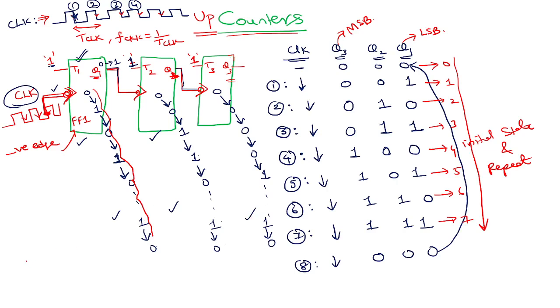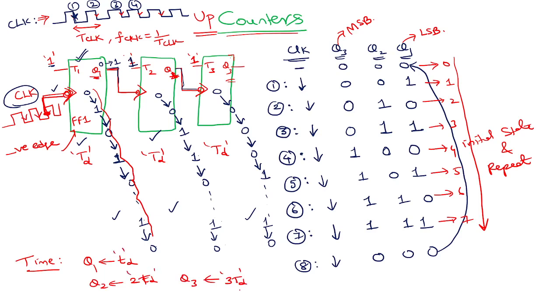And also, look at it in terms of timing. Let's say every flip-flop takes a processing time of TD to process the output. At the end of the day, it's all the elements that are responsible for processing, internally. So generally, Q1 takes TD time, Q2 takes 2 times TD, Q3 takes 3 times TD to show the stable output.